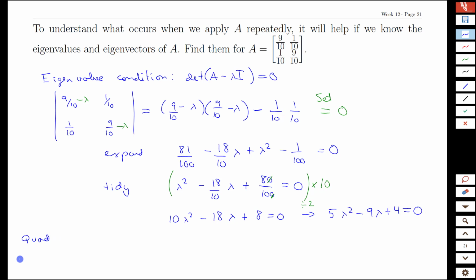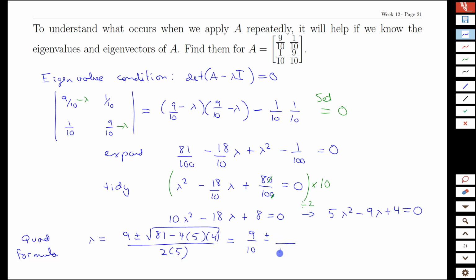And at that point, we pull out our quadratic formula, and we get that lambda is minus minus 9, so 9, plus or minus the square root of 81 minus 4 times 5 times 4, all over 2a. This leading term is 9/10. We have 9 over 10, plus or minus over 10, the square root of 81 minus, oh, that's 80. We have 20 times 4 is 80. So that's 81 minus 80, that's just 1.